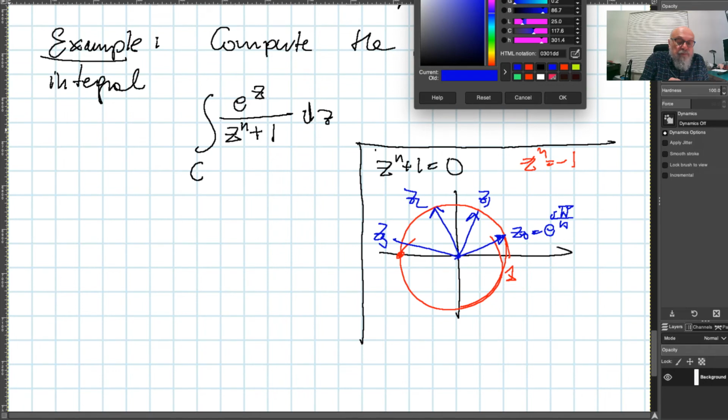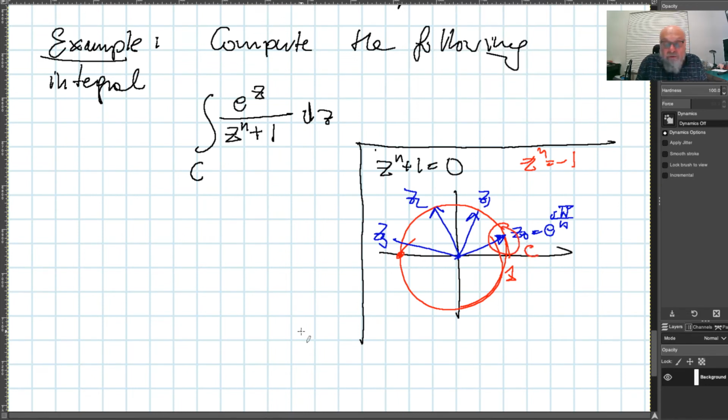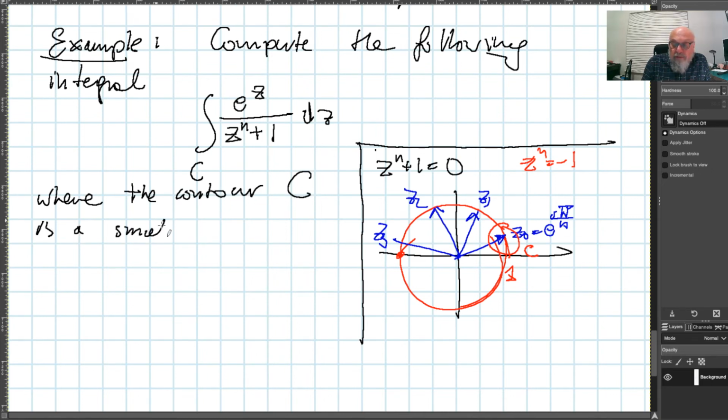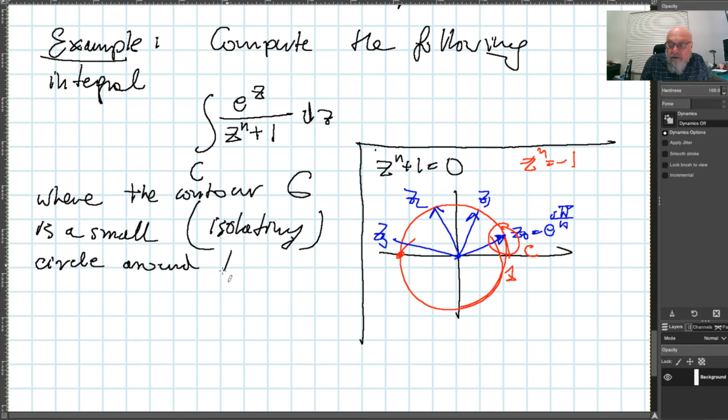So let's assume that the contour C is a small isolating circle around the root z0. So that's definitely a singular point, e to the i pi divided by n. So that's the circle C.